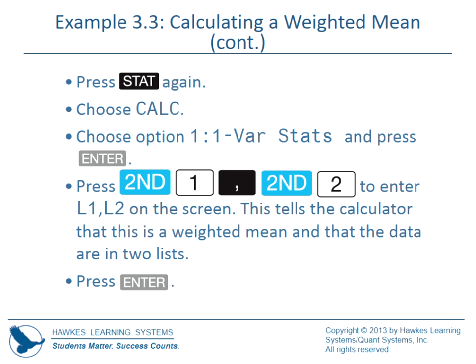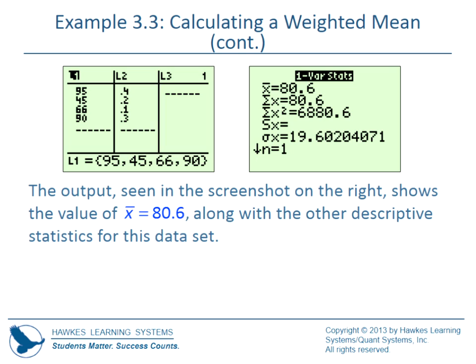Then you're going to press second 1, comma, second 2. And that tells the calculator this is a weighted mean and the data are in 2 lists, and then press Enter. And if you look at it, your sample mean will be 80.6. Remember, this is not Walter's, this is Virginia's score, so these are going to look different from Walter's.